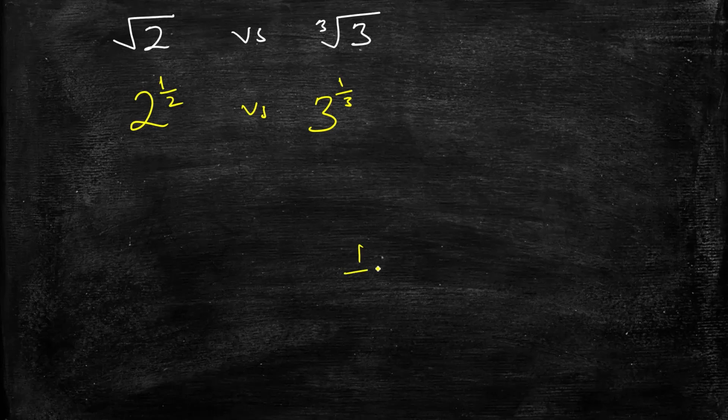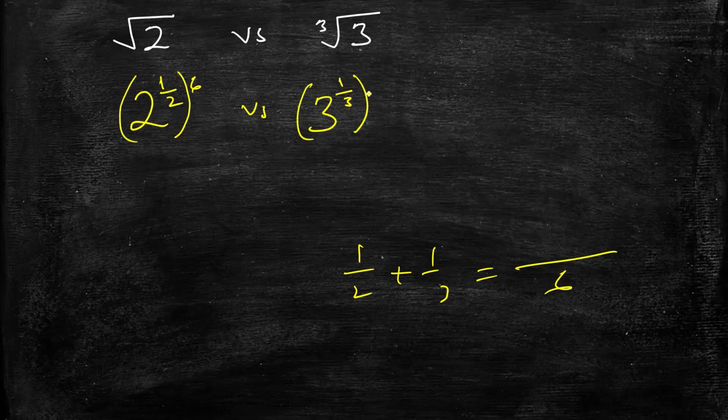So in case we're given 1/2 and 1/3, what's the LCM? The LCM here is 6. So let's raise the powers by 6, this side by 6 and this side by 6. Now to balance it, you can choose to multiply by 1/6. 6 times 1/6 is 1, so it means I've done nothing to it.